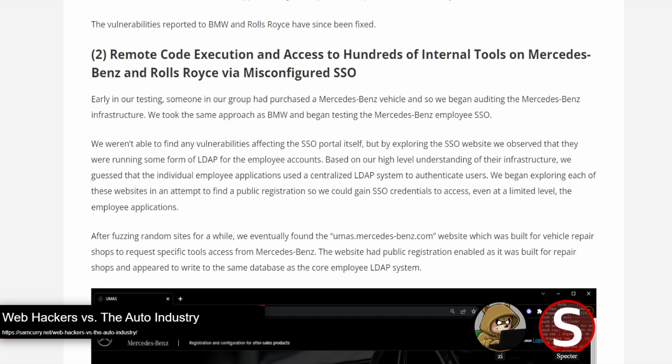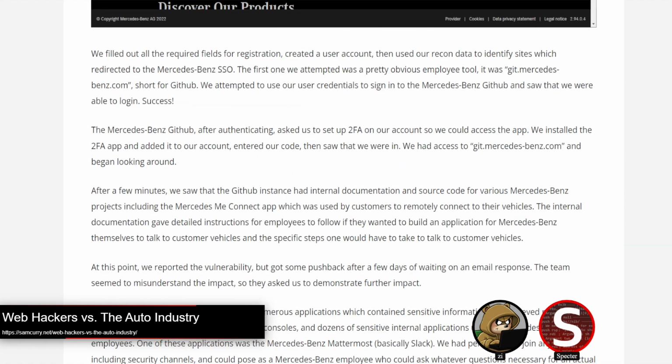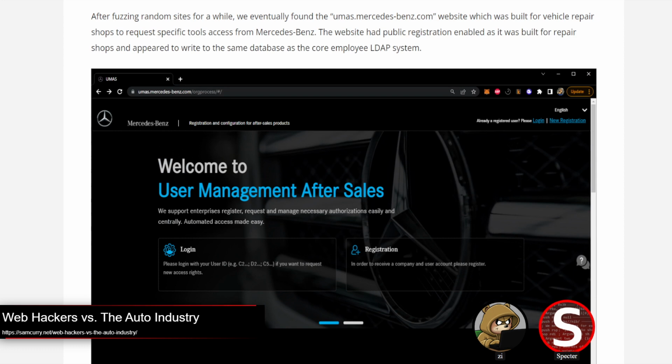The root cause of the bug was a misconfigured SSO. They started enumerating domains and found the umass.mercedes-benz.com domain, which was for repair shops to request tool access if they needed it. Interestingly, public registration was enabled there, and the database for those accounts was the same database used for core employees. From there, it was a matter of finding tooling that would redirect to the single sign-on. Again, they guessed at some domains and found get.mercedes-benz.com, and that ended up working. When you go to that domain, you get redirected to single sign-on, but because they were able to register an account on that repair shop domain, they could log in using that.